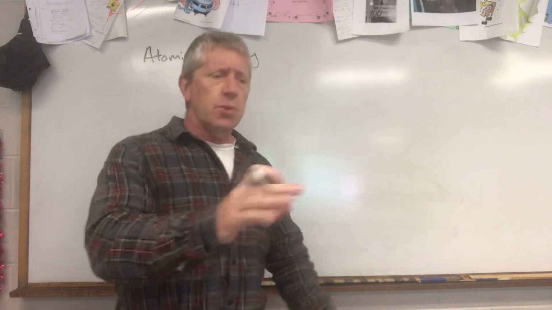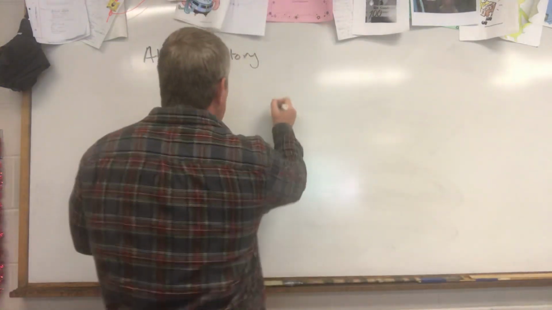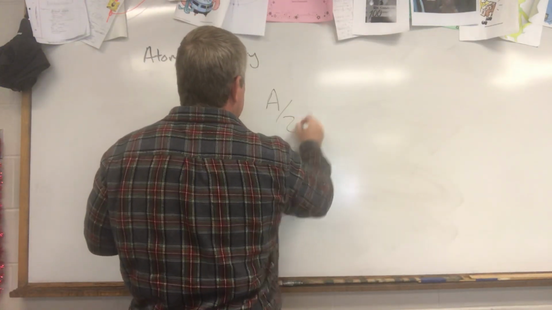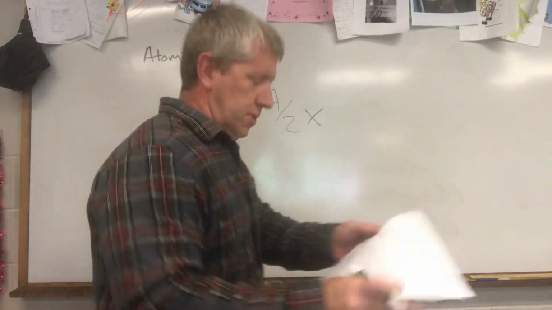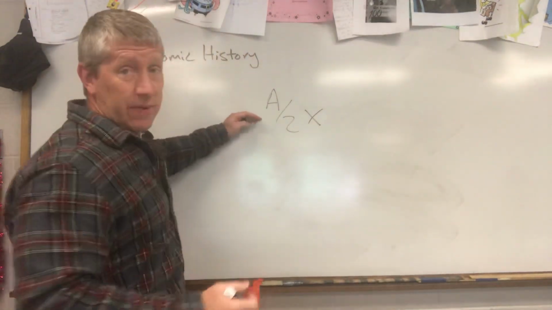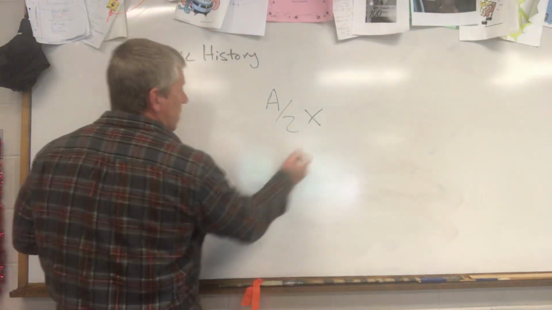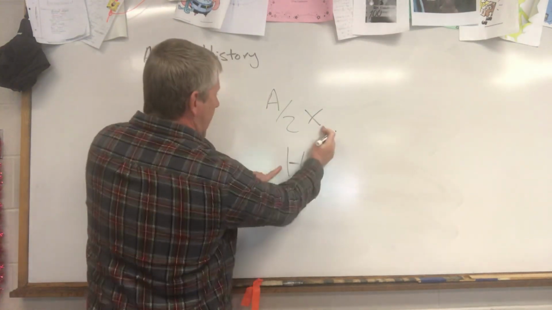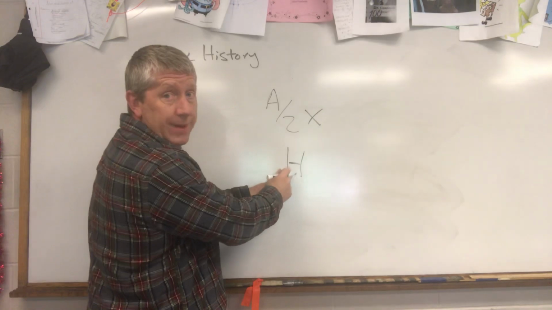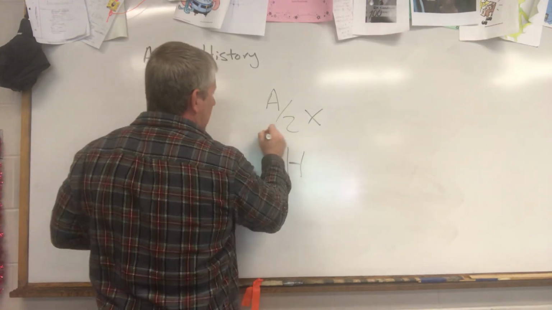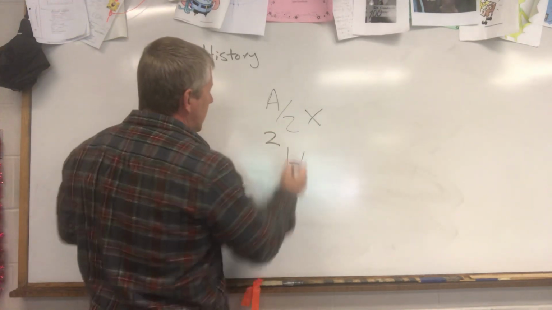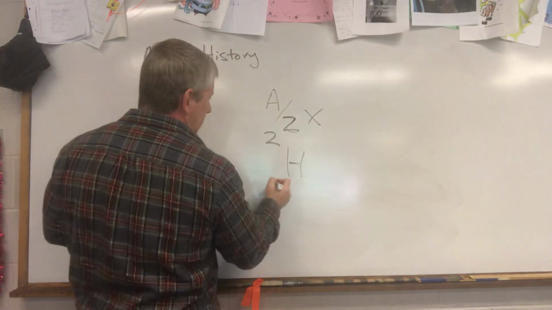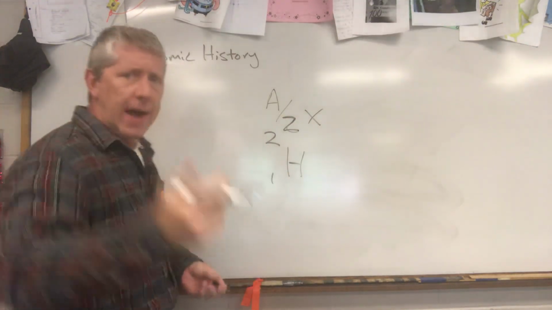We also, on this list, have this, A over ZX, and then I have isotopes behind it. I've already taught you this. That is the way of writing an element. X means the symbol for the element, hydrogen. A means the atomic mass, and Z, down here, means the atomic number. So we've gone over that already.